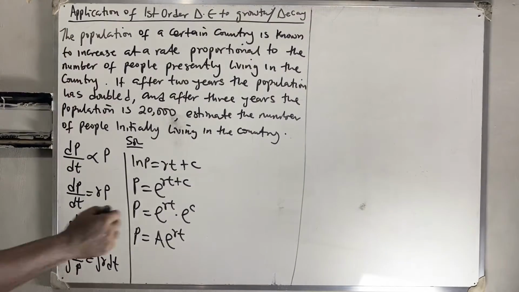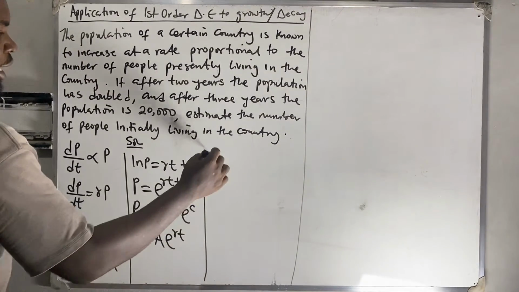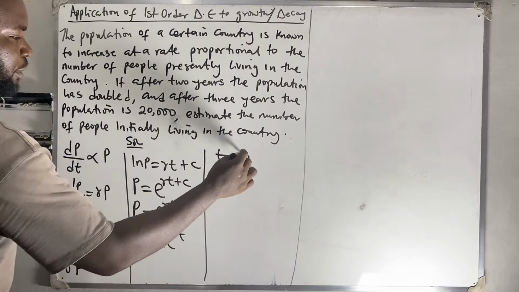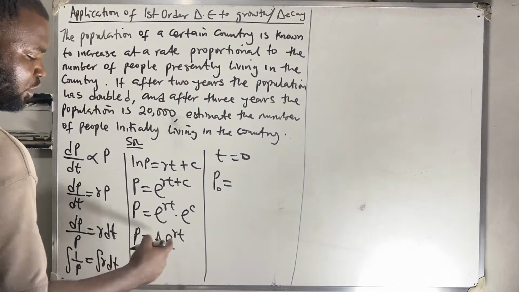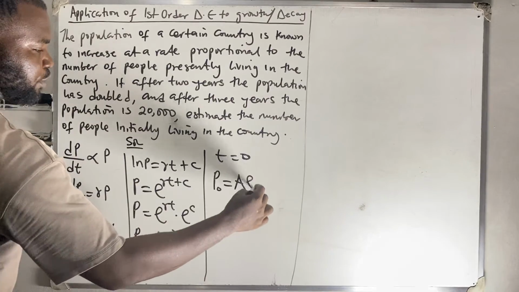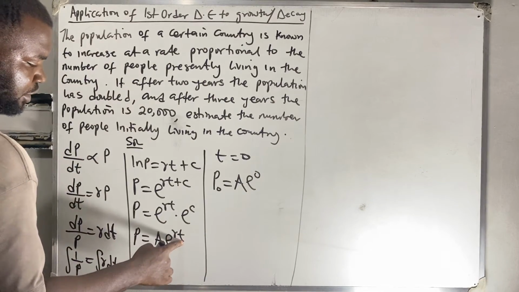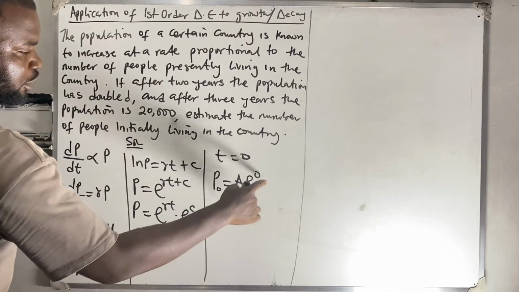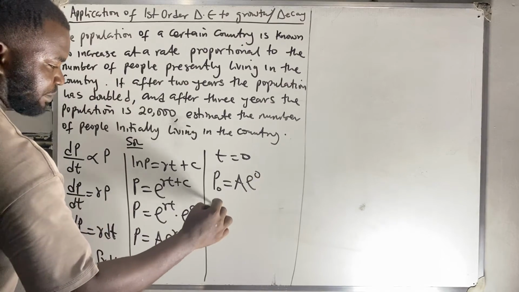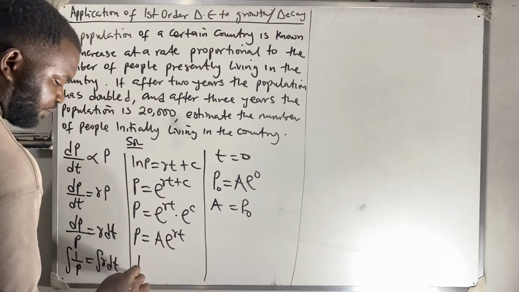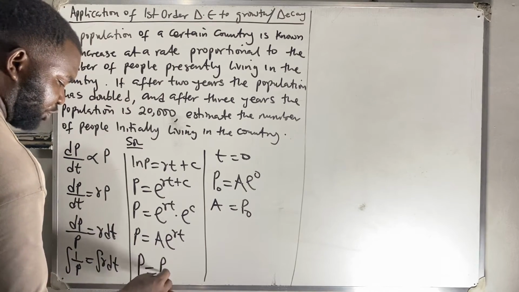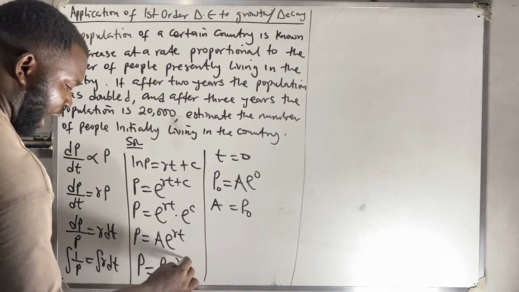Now, let us get the initial population. At t equal to 0, which is the initial population, P is equal to P naught. My P naught will now be equal to A exponential 0, because time being 0, 0 times this is 0, and e raised to power 0 is 1. So my A is equal to P naught. So the formula becomes P is equal to P naught exponential RT.